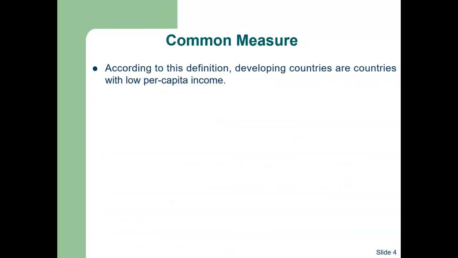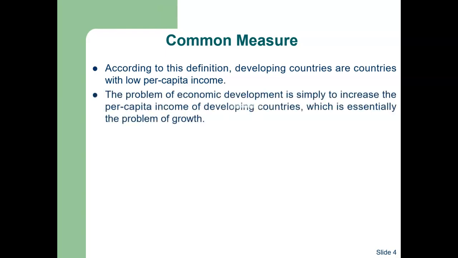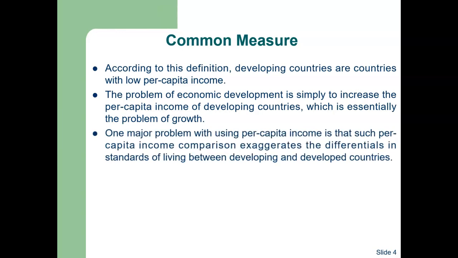According to this definition, developing countries are countries with low per capita income, and developed countries are those where per capita income is higher. The problem of economic development is simply to increase the per capita income of developing countries, which is essentially the problem of growth. So it means that if we increase per capita income of those countries, then we can say that growth is occurring in developing countries.